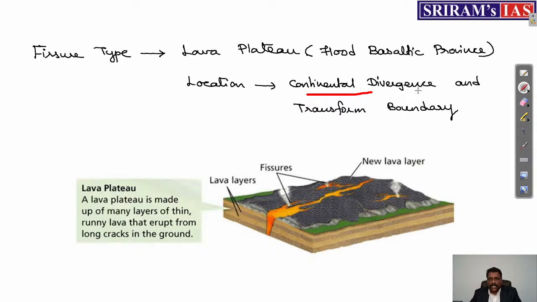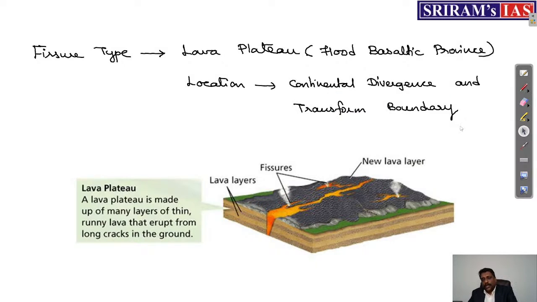Where will I have this lava plateau? Lava plateaus you may find along both continental divergence as well as transform mode. Every place. For example, when the crust opens up, the magma comes up. Once the crust opens up, the magma comes out, spreads over a larger distance, spreads horizontally, and forms a lava plateau.